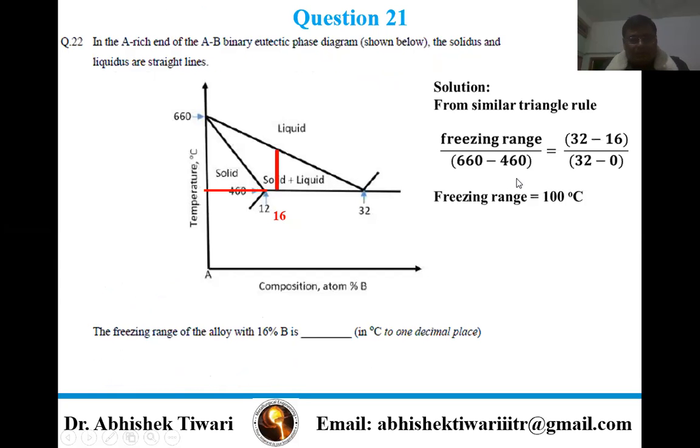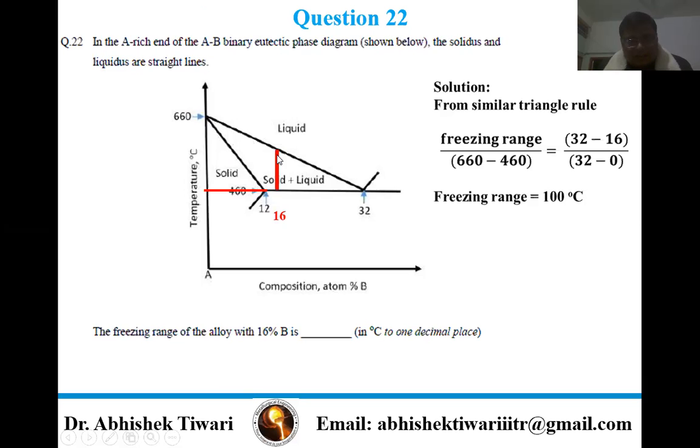Question number 22. In the A-rich end of an A-B binary eutectic phase diagram, the solidus and liquidus are straight lines. So this is solid, this is liquid, this is solid plus liquid, and these are the straight lines. Okay, so we extended this and this in red. Okay, so at 16, this is the freezing range.